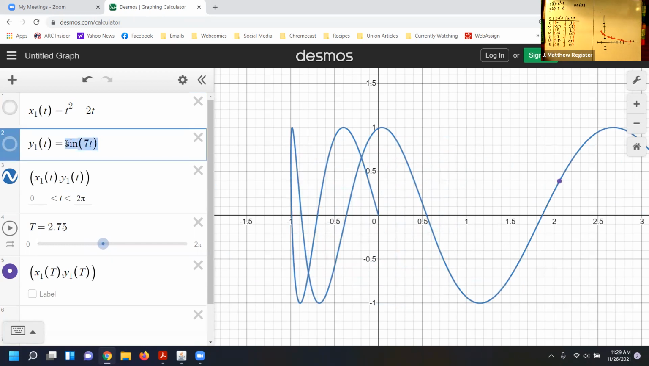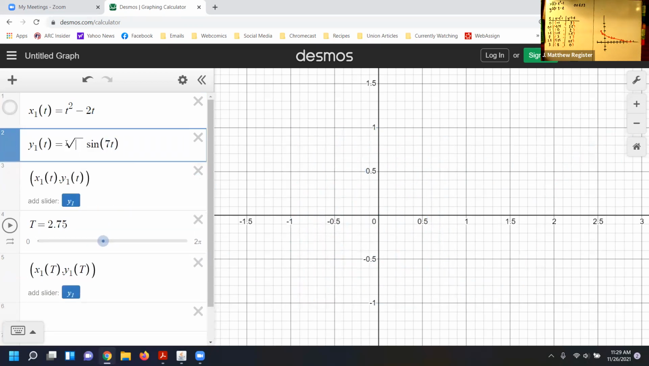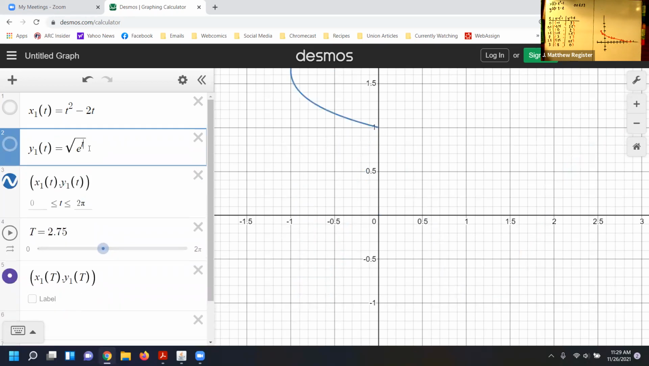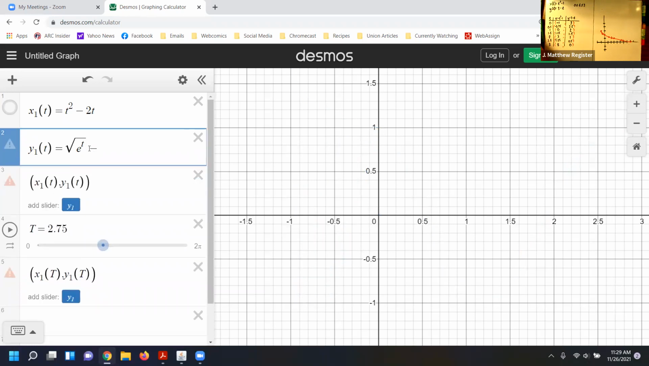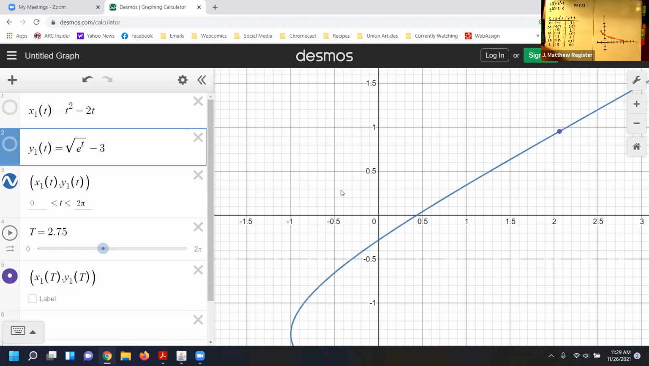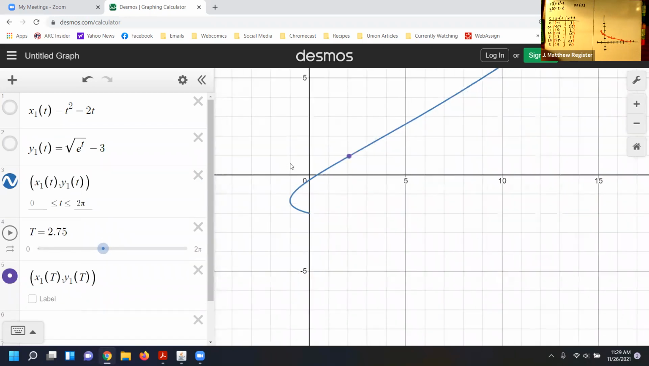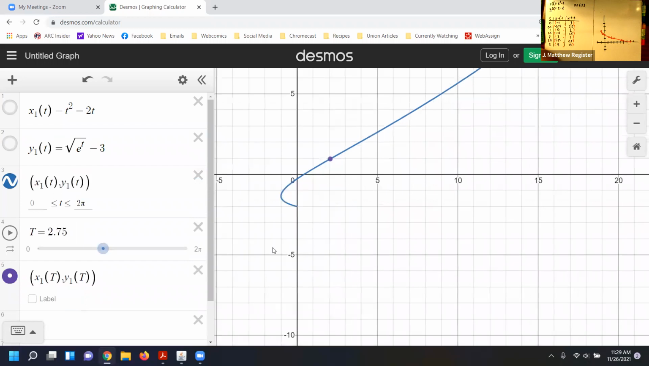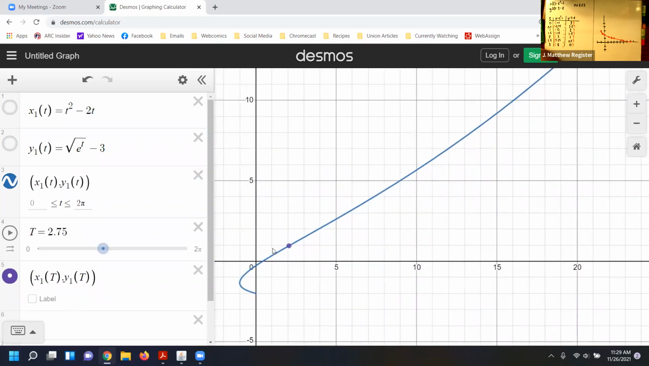And then maybe this one will be equal to a square root of e to the t. And then let's make it so that it is a minus 3. And so we get a curve like this. Depending on the type of thing which you're trying to model, you can use parametric equations to model any curve. And that's really the big idea here.